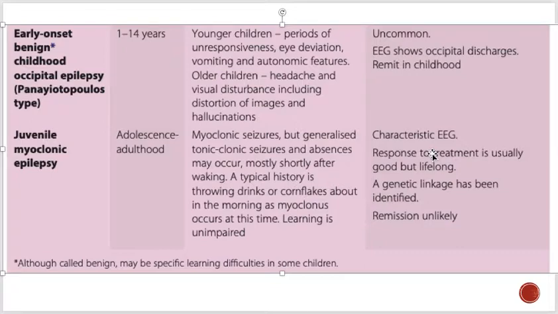And how do we treat? Lifelong treatment is needed for these patients. The prognosis of this condition is very, very good. Janz syndrome, the prognosis is excellent, but with lifelong treatment, we give them valproic acid for the rest of their life. Excellent prognosis, but with treatment, okay?